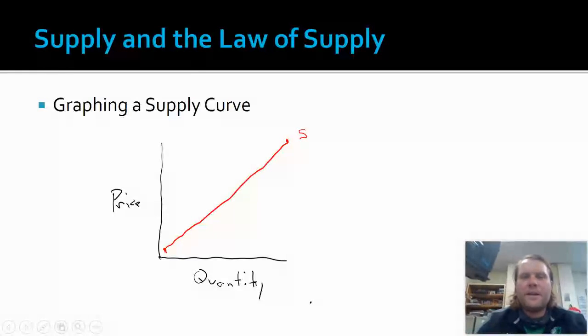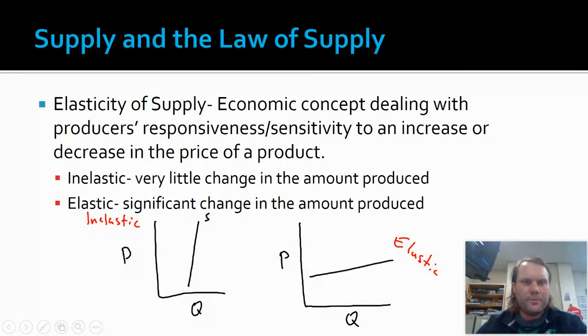That's the concept you want to understand: our supply curve is going to have this upward slope. Remember, our demand curve goes this way, if you're referencing what you would have looked at in a previous video. So our supply curve is always going to have this upward slope.